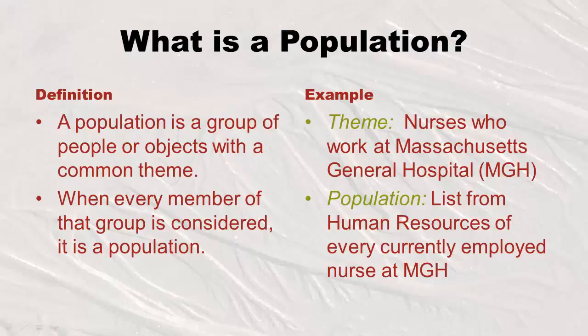Now, it really does depend on how you define that theme. Like I could have said nurses who belong to the American Nursing Association, right? And then we'd be looking at a different list. I could say nurses who live in New Orleans, in the city limits of New Orleans, right? Then we'd be looking at a different population. So it really has to do with the details of how you describe the theme around that population. But the point is, once you describe that theme, the population is every single individual in there.